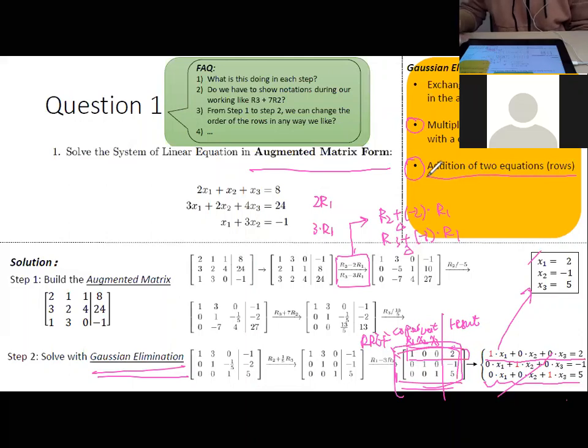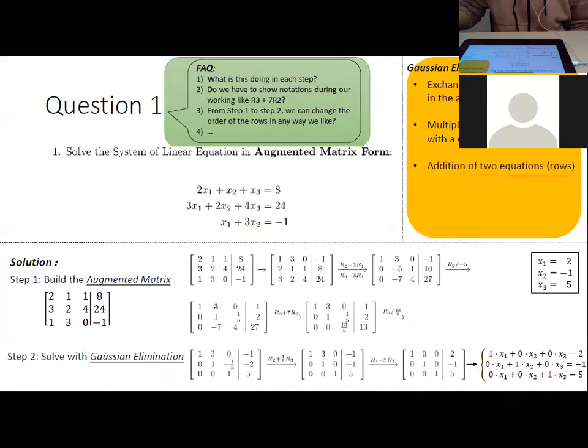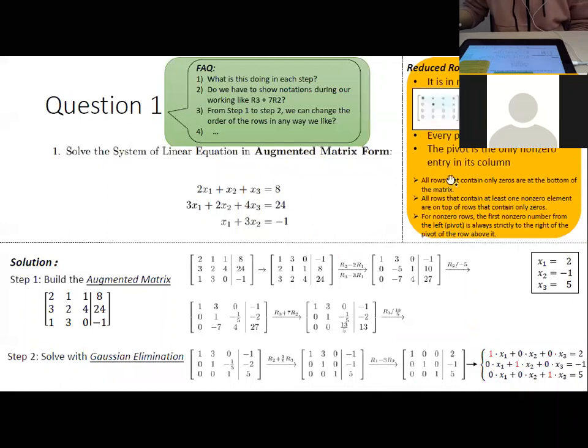So after we solve question 1 step by step, I think you already know what is augmented matrix and what are the 3 basic operations to do Gaussian elimination. So we move to the next page. In this page, I will introduce you the reduced row echelon form, RREF. First, we see this point. It is in row echelon form. I think this concept is easy to follow and you can understand it intuitively.